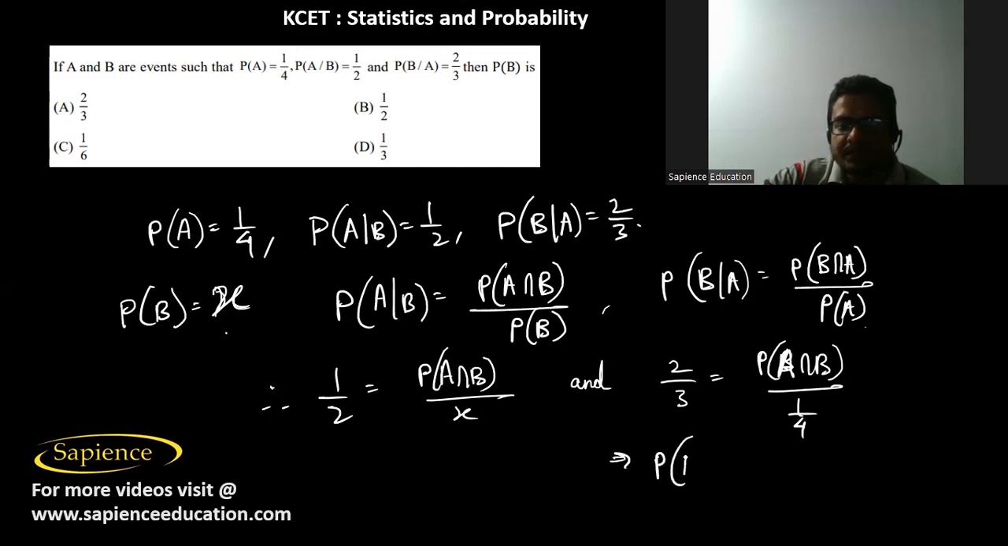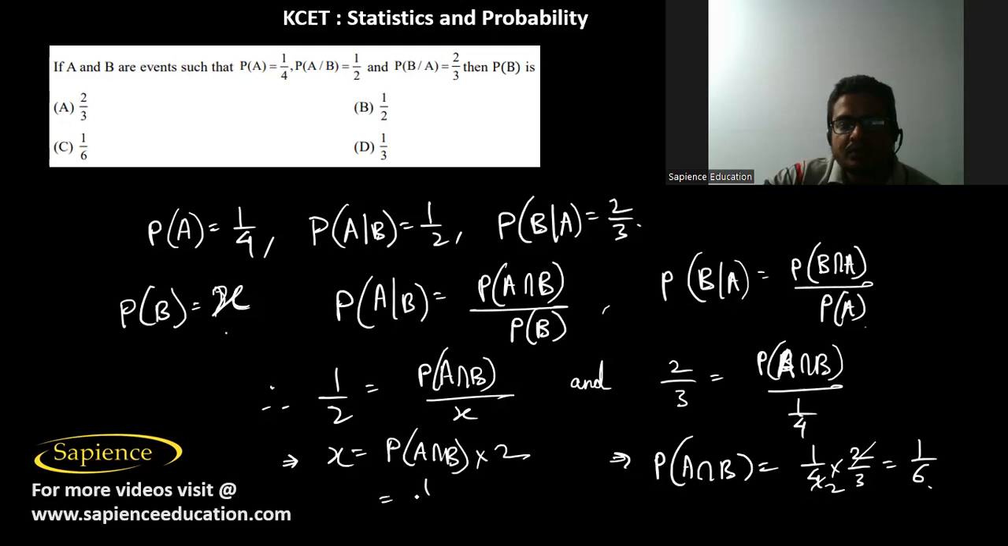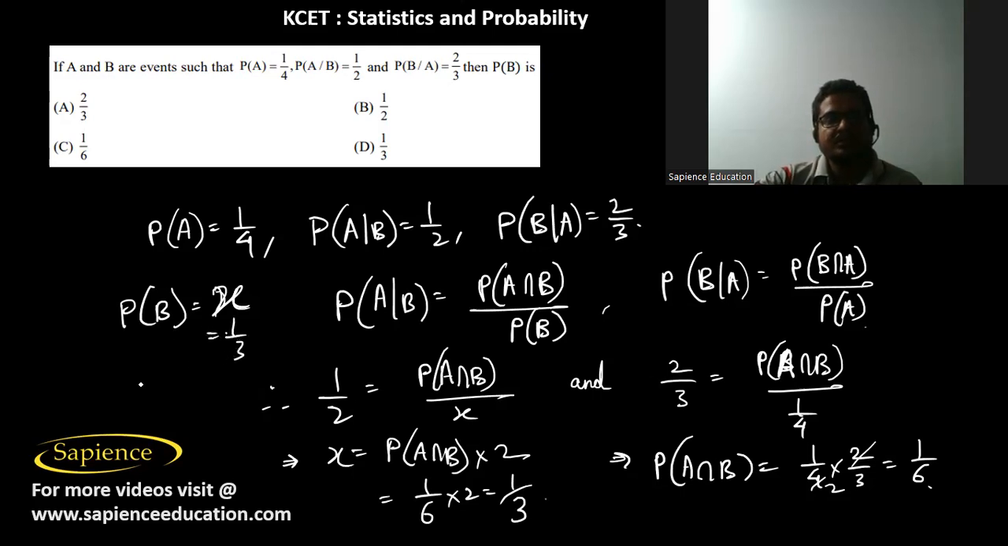So from here we can find the probability of A intersection B, that is 1 by 4 into 2 by 3, which is equal to 1 by 6. So therefore, X will be equal to the probability of A intersection B into 2. So that will be equal to 1 by 6 into 2, that is equal to 1 by 3. So it means that the probability of the event B is 1 by 3. So option D is the correct answer.